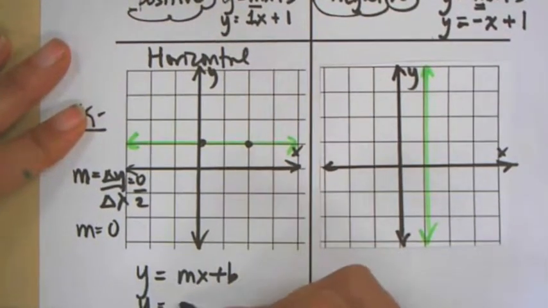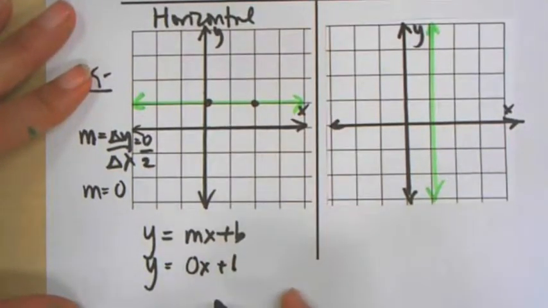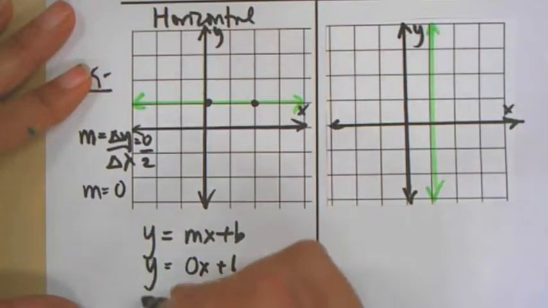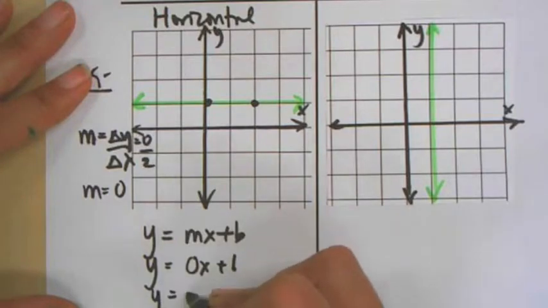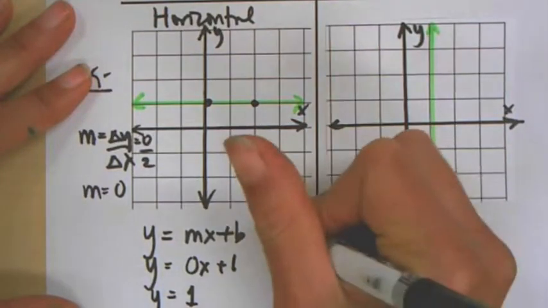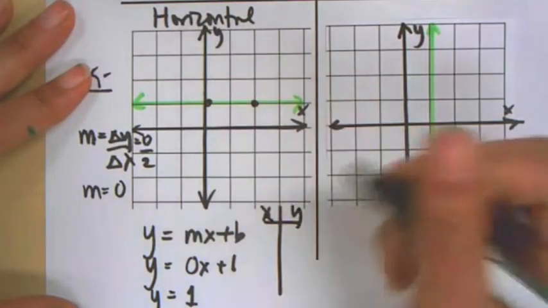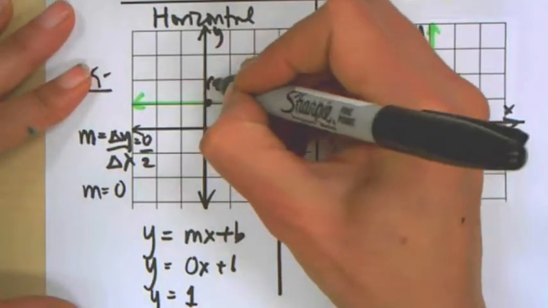So we're going to substitute that into our equation. We have y equals 0x plus our y-intercept, which is 1. You could leave it like that, but typically when you have a 0 for a coefficient, coefficients being the numbers in front, you would just not write that. So y equals 1. Now, another way to think about this is if you were to go back and just plot points.